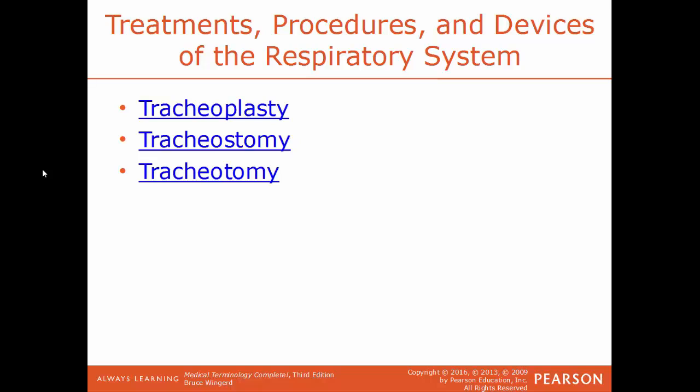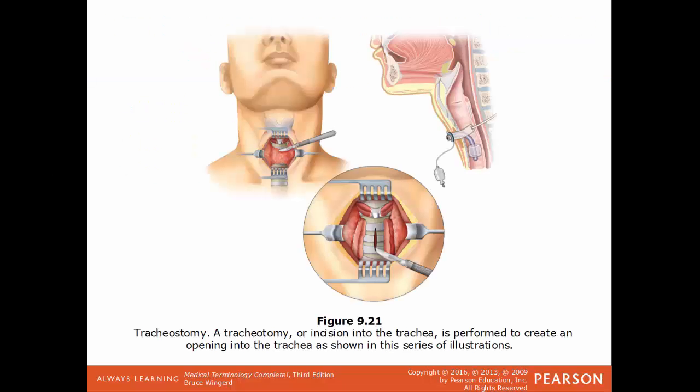So next terms all relate to the trachea. Tracheoplasty, the surgical repair of the trachea. Tracheostomy is the creation of an opening within the trachea by cutting into it to relieve an obstruction within the breathing. And the process of cutting into the trachea would be the tracheotomy. So here's an example of how that would look. The actual incision into the trachea here would be the tracheotomy, and the opening that creates would be the tracheostomy.